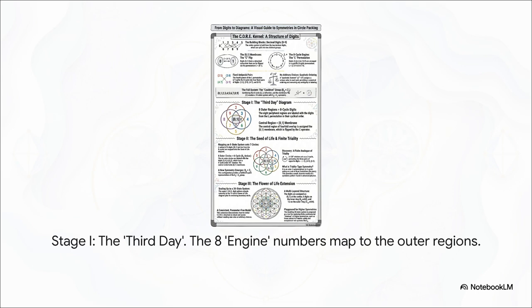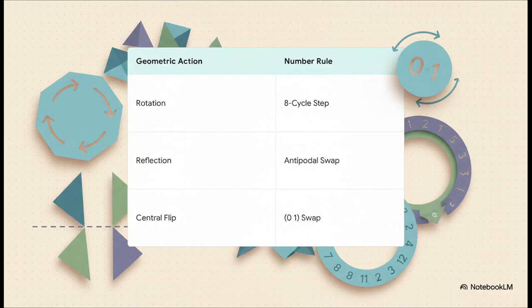You can see the 8 numbers from our engine. The 2, 3, 4, and all the rest, they're placed on the 8 little outer regions in the exact order of their cycle. And our little 0, 1 flip switch pair, they go right in the middle in that space where everything overlaps. And here it is. This is the big aha moment, right here. All of a sudden, the abstract rules we made for our numbers become physical actions you can do to the shape.